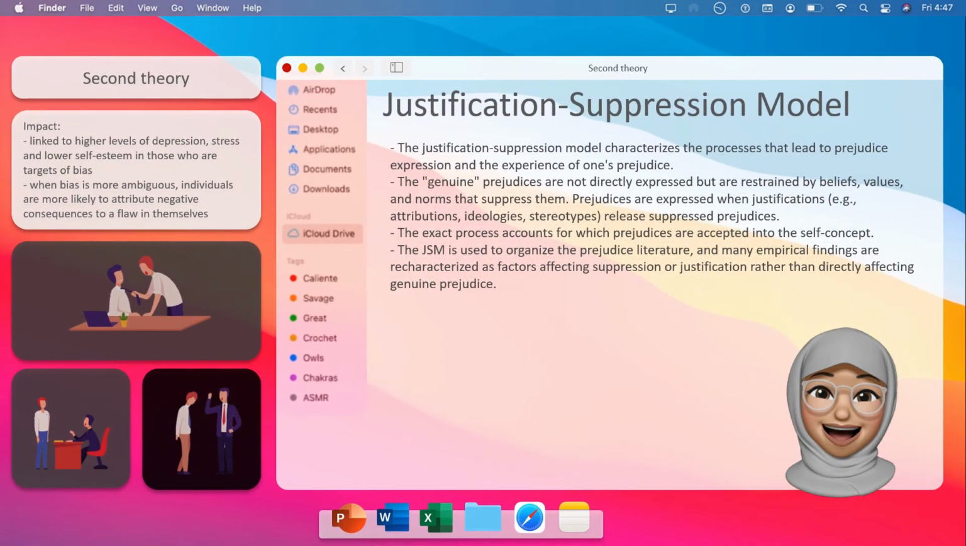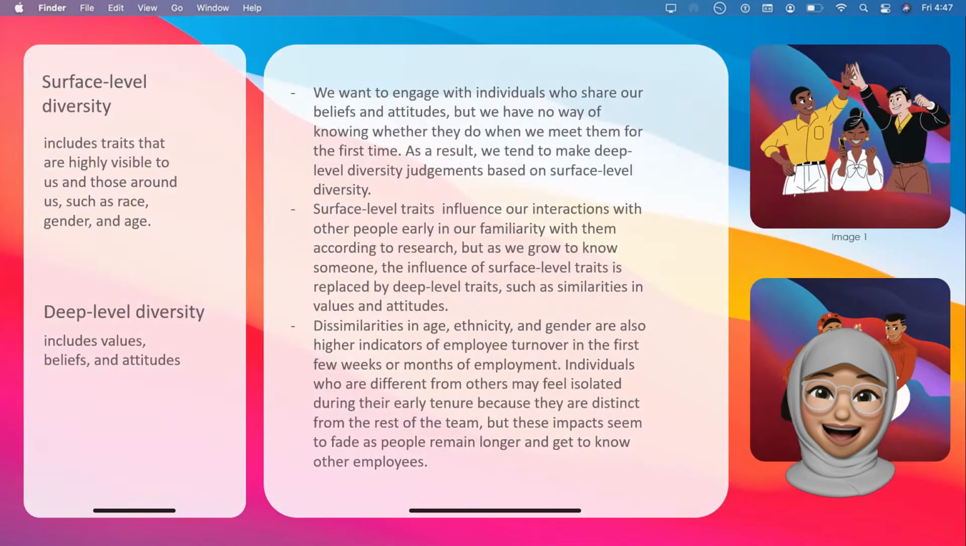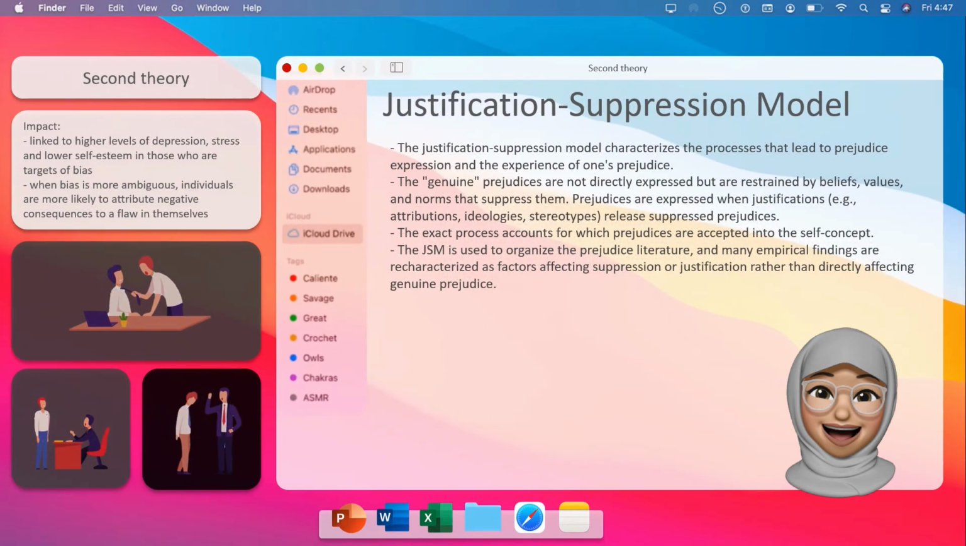Next, we move to the second theory, the justification suppression model. The justification suppression model characterizes the process that leads to prejudice expression and the experience of one's prejudice. Genuine prejudices are not directly expressed but are restrained by beliefs, values, and norms that suppress them. Prejudices are expressed when justifications, such as attributions, ideologies, and stereotypes, release suppressed prejudice. The exact process accounts for which prejudices are accepted into self-concept. The JSM is used to organize the prejudice literature, and many empirical findings are recharacterized as factors affecting suppression or justification rather than directly affecting genuine prejudice.